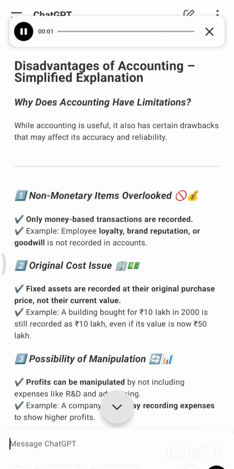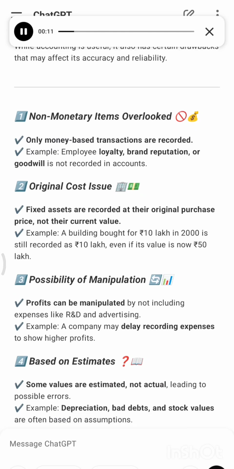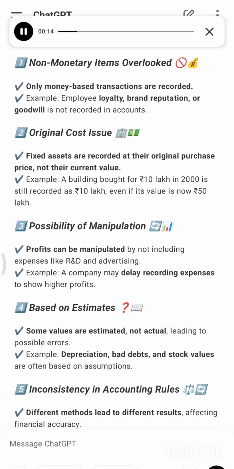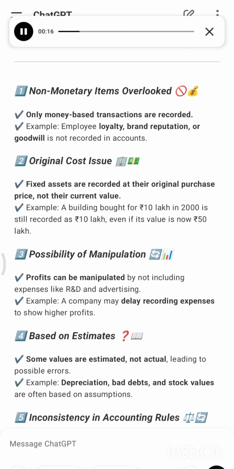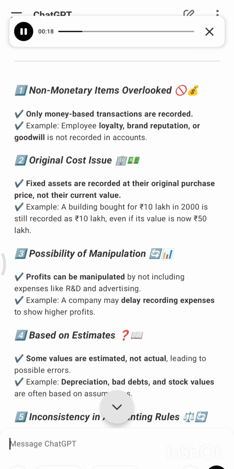Disadvantages of accounting, simplified explanation. Why does accounting have limitations? While accounting is useful, it also has certain drawbacks that may affect its accuracy and reliability. 1. Non-monetary items overlooked. Only money-based transactions are recorded. Example: employee loyalty, brand reputation, or goodwill is not recorded in accounts.